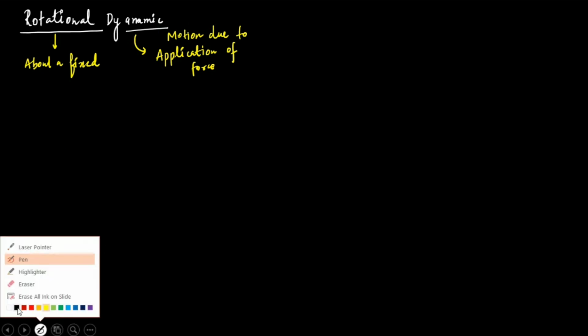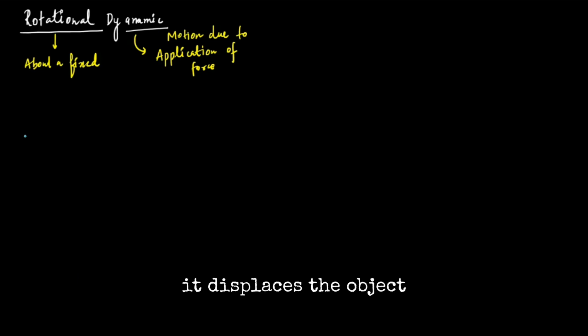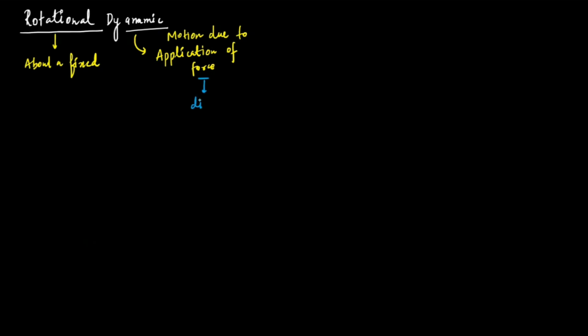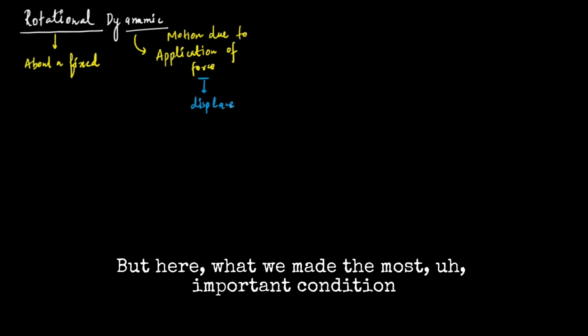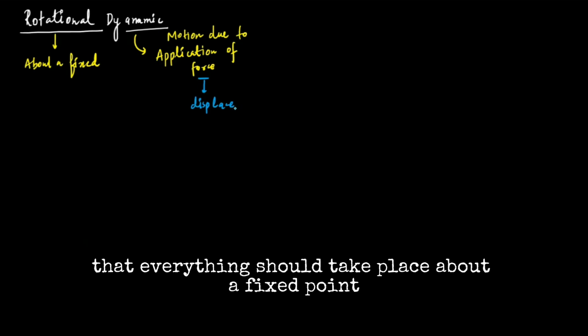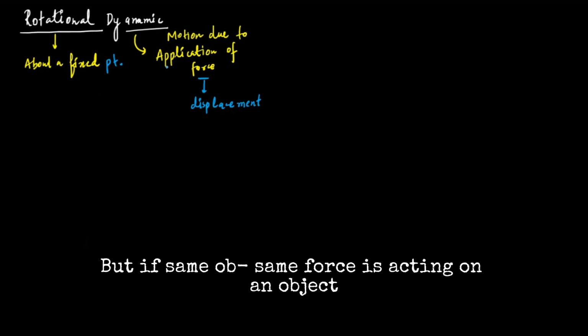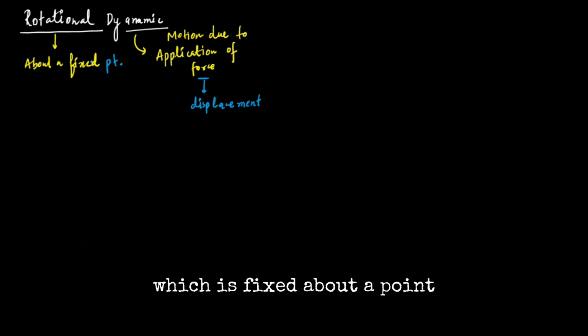As we generally know, if force acts on an object, it displaces the object. But here the most important condition is that everything should take place about a fixed point. Because of application of force, an object generally moves as a whole. But if the same force is acting on an object which is fixed about a point, that force becomes torque.